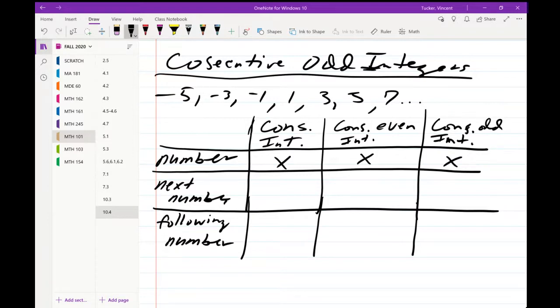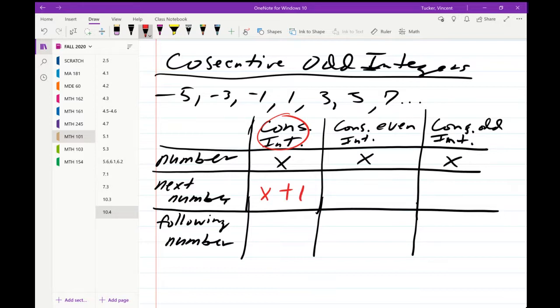All right, so let me try to make this like a chart so we can actually compare what you would do if they gave you a certain terminology. So if you had consecutive integers, the first number you would use is x, or the thing you would use to represent your first number would be x. The second number would be x plus 1, right?